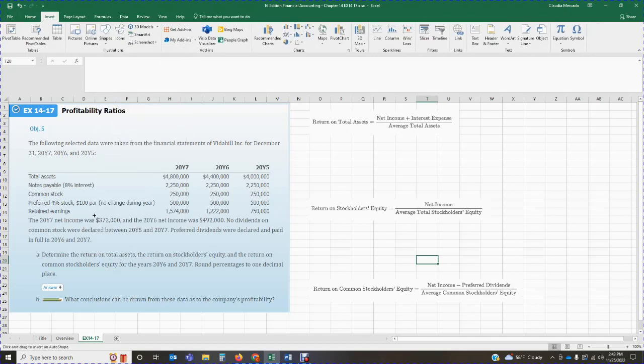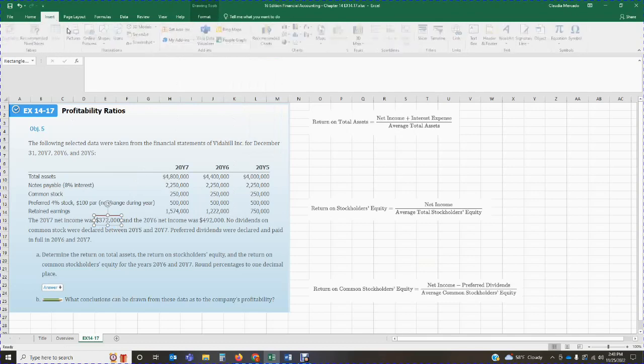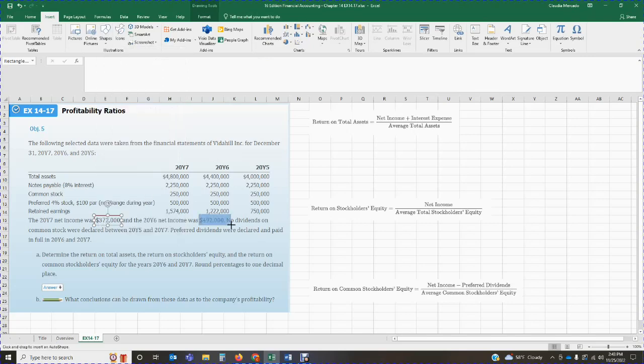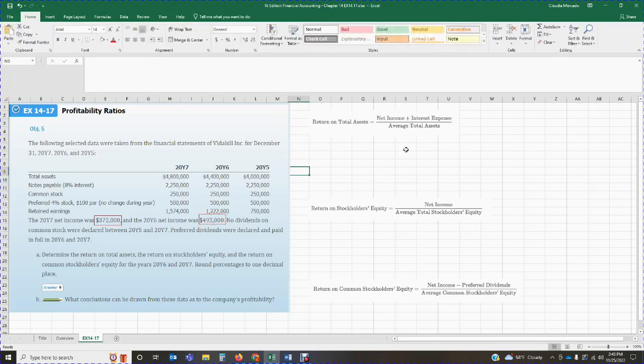Net income is 372,000 and 492,000. So that is provided for us in the problem. Now, is interest expense provided to us? That is not provided. It's not one of the categories provided. Can we calculate interest expense? Yes, we can.